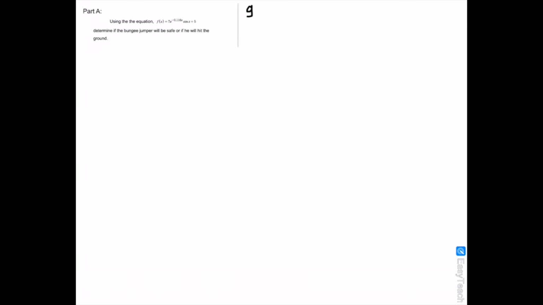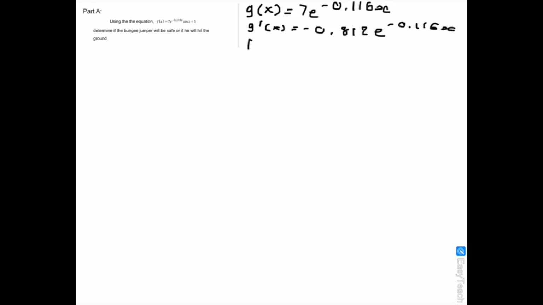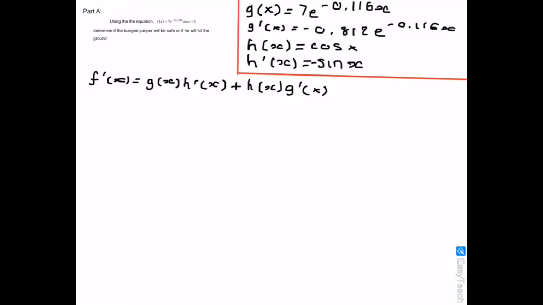So to solve this problem, I need to take the derivative, and to do that, I start by splitting my function up into two parts. So I have my g of x, which is the exponential part from the original function, and my g prime of x, which I got using chain rule. Now I have my h of x, which is cos x from the original function, and h prime of x, which I got using trigonometric derivative rules. Now you can see here I have my general equation for product rule to get the derivative of this function, and I'm going to plug in all the values that I just found.